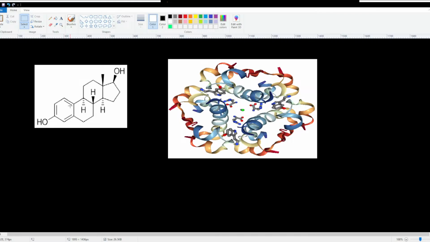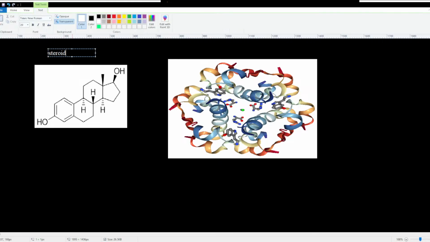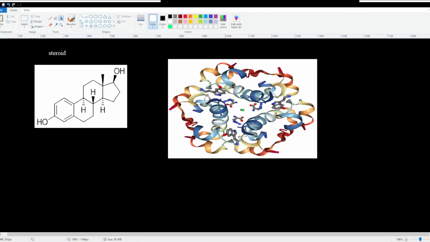So, insulin, of course, is a protein, and estrogen is a lipid. Estrogen is what's known as a steroid, which you should hopefully be familiar with at this point, but it's a type of lipid. So these are both what are known as cell signalers. When we're talking about hormones, they're both hormones. So they both perform different functions within the cell.